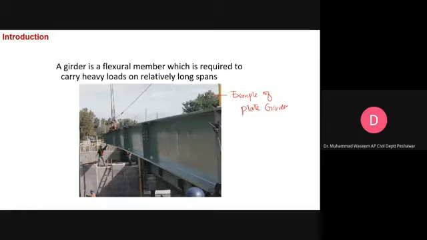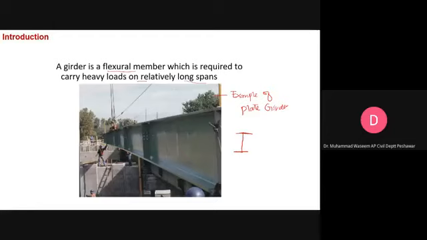There is another version of what we call a girder or plate girder in steel structures: a plate girder is a flexure member. Please remember, this is a beam which is required to carry heavy loads on relatively long spans. We know that when the span is very large, you have to use a section whose depth will be more as compared to the section used on small spans.